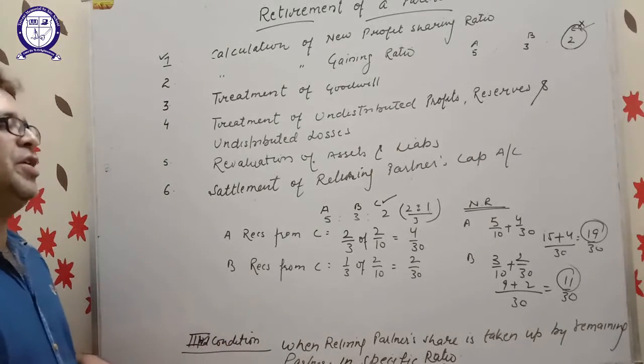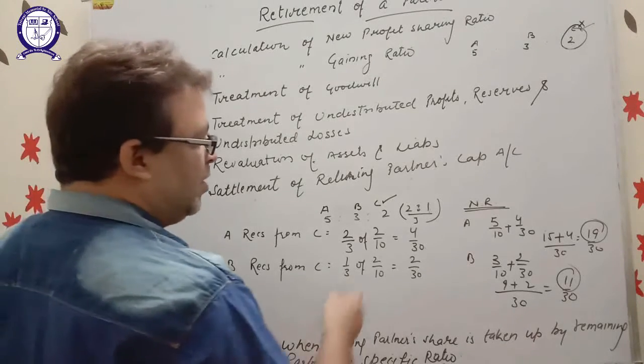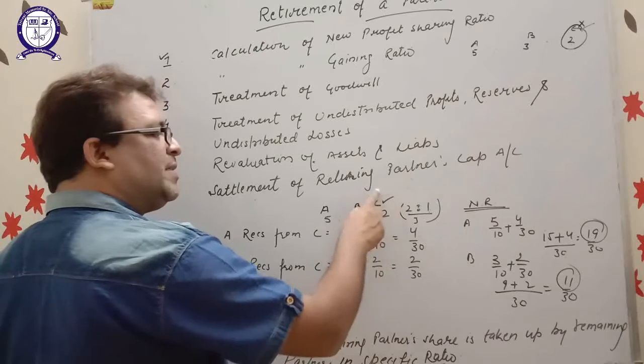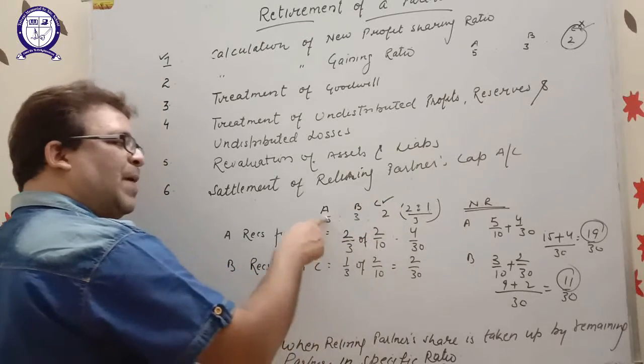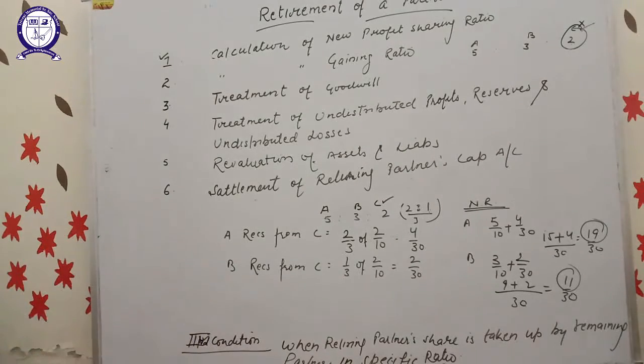Now the fourth condition: when the retiring partner's share is taken up by only one partner, then how to calculate new profit sharing ratio in that case?